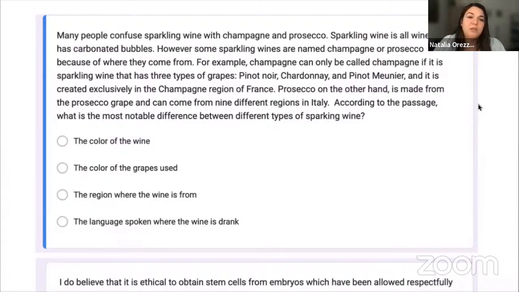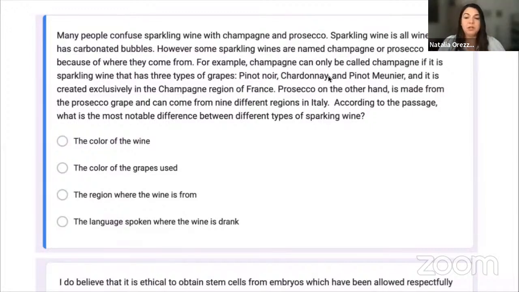So let's go ahead and read this paragraph first. It says, many people confuse sparkling wine with champagne and Prosecco. Sparkling wine is all wine that has carbonated bubbles. However, some sparkling wines are named champagne or Prosecco because of where they come from. For example, champagne can only be called champagne if it is sparkling wine that has 3 types of grapes: Pinot Noir, Chardonnay, and Pinot Noir, and it is created exclusively in the Champagne region of France. Prosecco, on the other hand, is made from the Prosecco grape, and it can come from 9 different regions in Italy. All right, that's it.